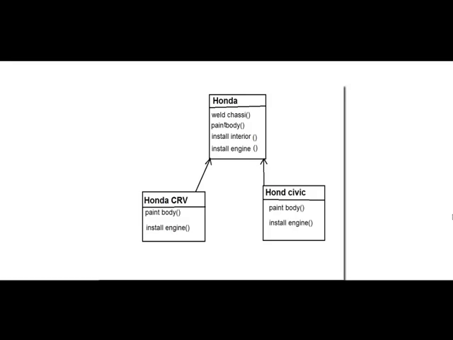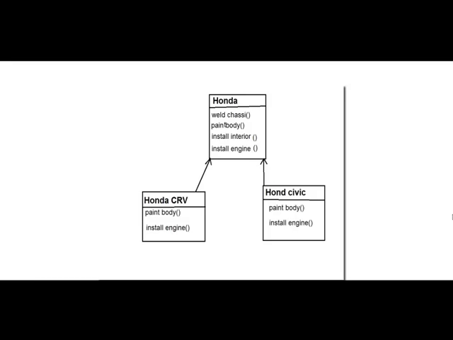But we have two methods that might be implemented differently for the two cars. These methods are installing the engine and painting the body. Because painting the body, for example, can change from color to color, because one customer wants the car in one color and another customer wants the car in a different color. And the same thing goes for the engine. The Honda Civic has a smaller engine than the Honda CR-V, so they can have a different implementation in these cars.